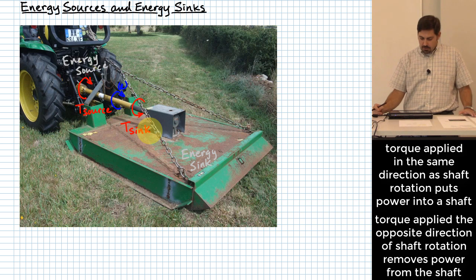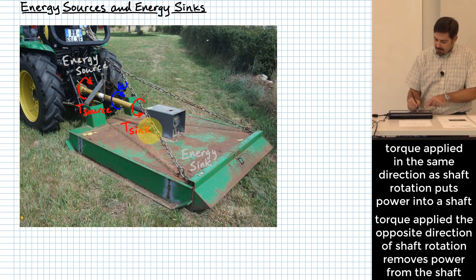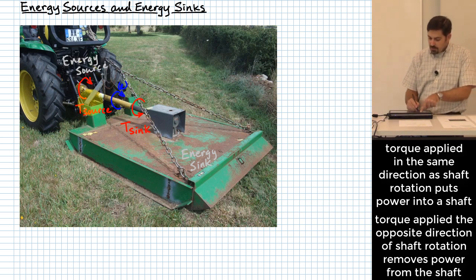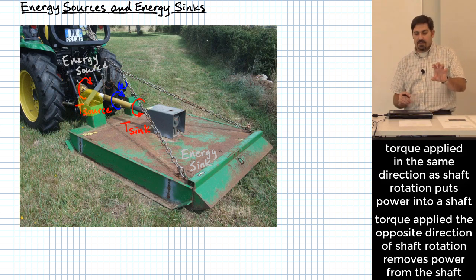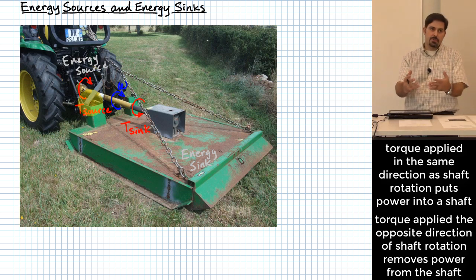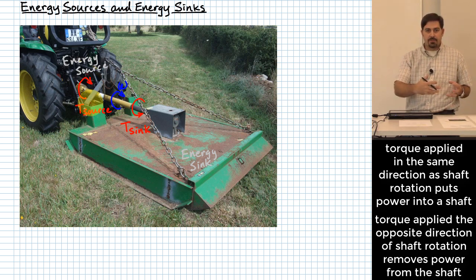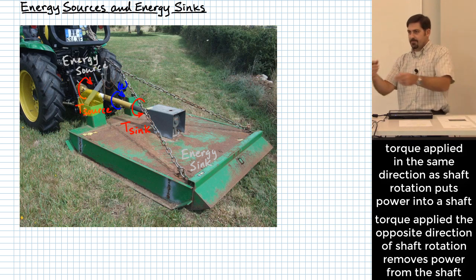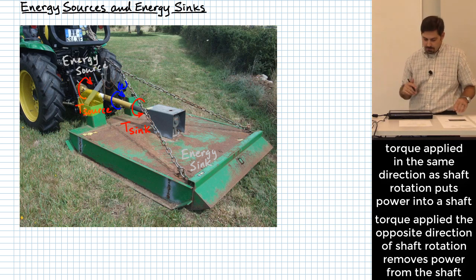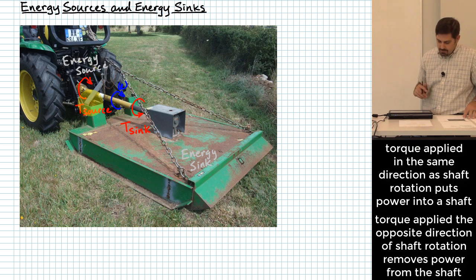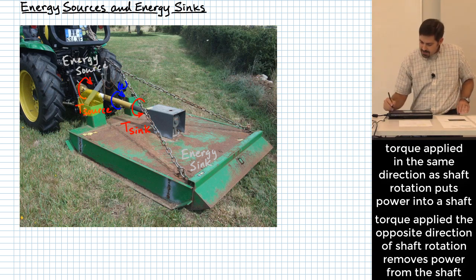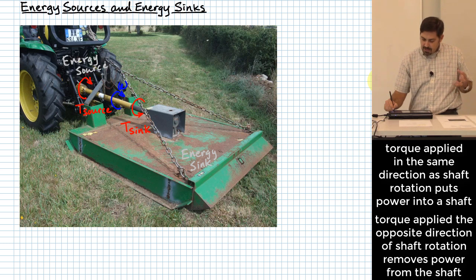So whenever you have a torque that's being applied in the same direction as the rotation, that means you're delivering energy to the shaft, right? Whereas if you have a torque applied in the opposite direction of the rotation, that means the shaft is delivering energy to the thing that it's attached to. With me so far? So that's what I wanted to get across with the idea of energy sources and energy sinks and the direction you can expect the torques to be applied.